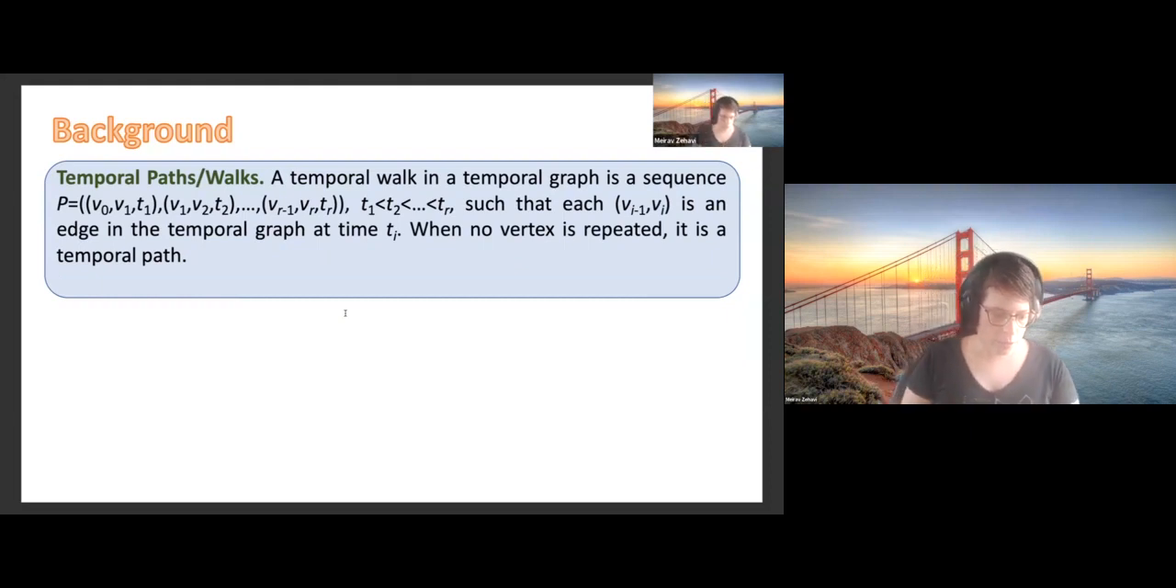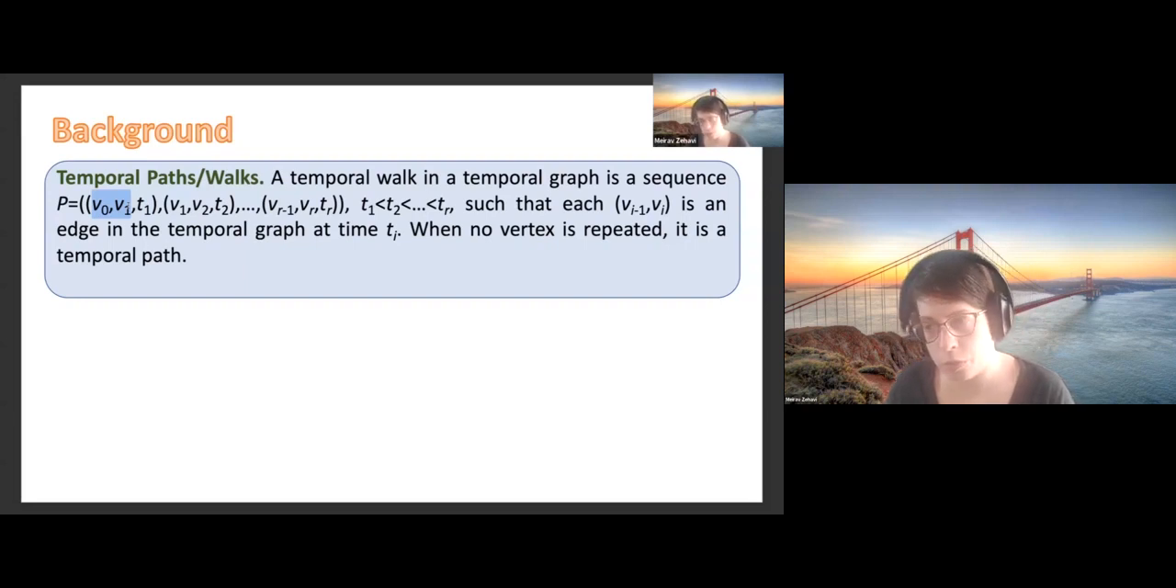Okay, so let's go to what this problem means in the temporal setting. So what is a temporal path or walk? Here we have a sequence of vertex pairs and timestamps. These vertex pairs should correspond to edges, so that we form a walk. And more formally, when is such a sequence considered to be a temporal walk?